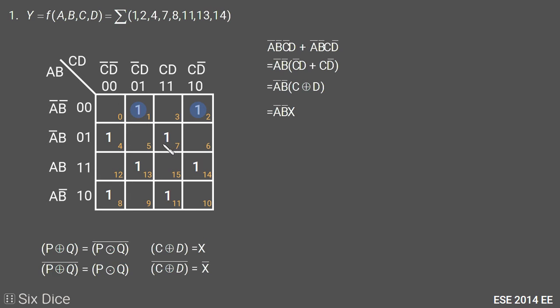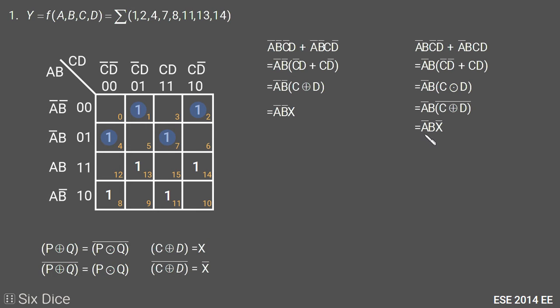Now we solve for these two ones. This one is A bar, B, C bar, D bar, and this one is A bar, B, C, D. If we take A bar B common out, it becomes XNOR of C and D, which is the complement of XOR of C and D. We already assumed that XOR of C and D is x, so its complement is x bar. So we end up with A bar, B, x bar.